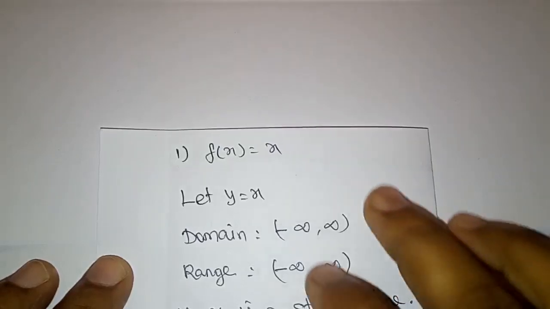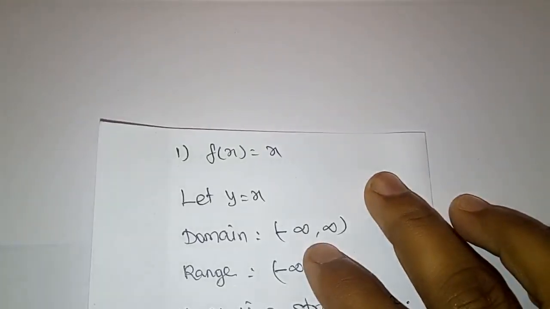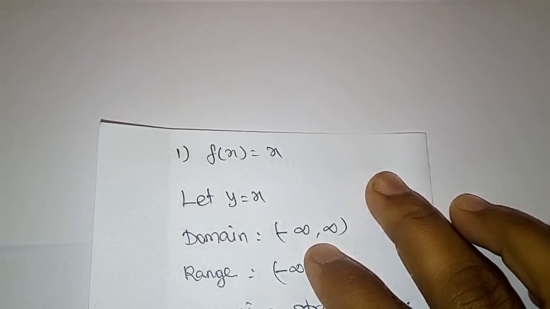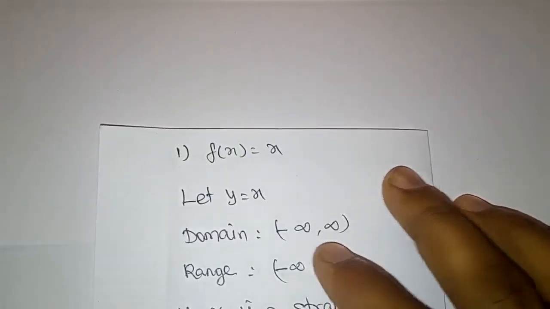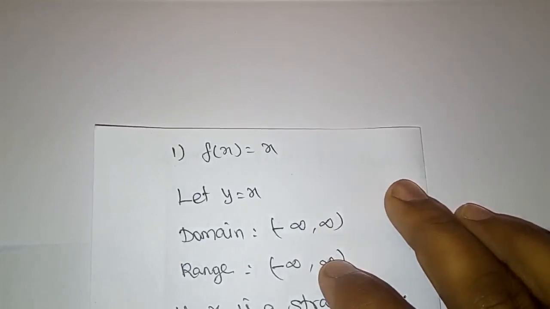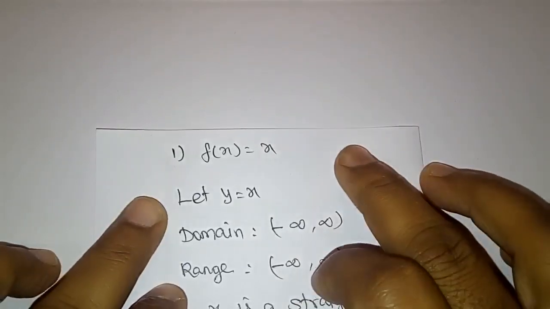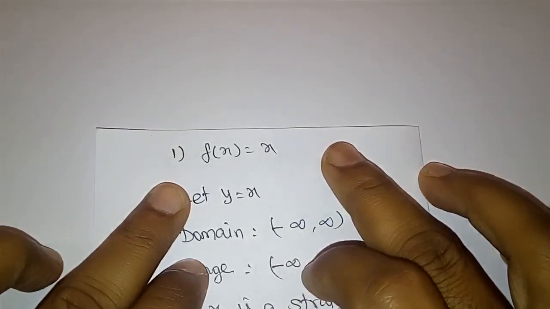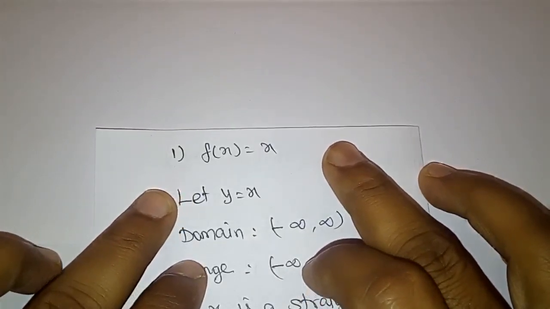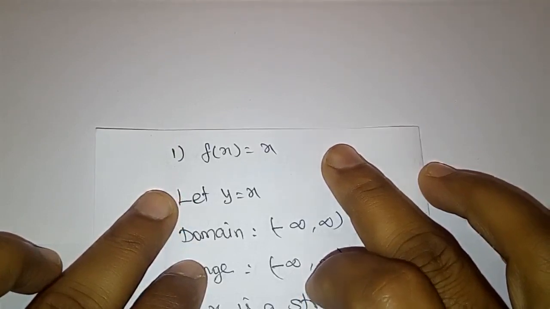Welcome, all. We are going to learn about some basic functions, how to find their domain and range, and how to draw the graph of the function. The first function is f of x, which is equal to x. It is a linear function, or a polynomial of degree 1.